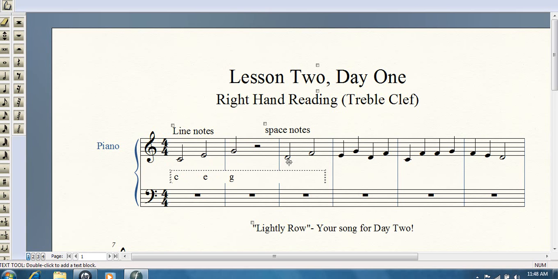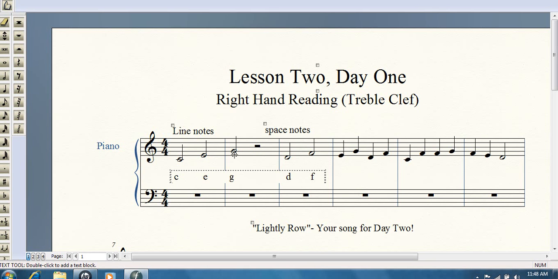Let's look at these notes over here. I'm going to call these space notes because look, there's no line intersecting them. They're kind of sitting on a little space, okay? So I'm going to call this one D, and this one's called F. And again, look at how logical this is. This is D, up here is F. So here's C, here's D, here's E, here's F, and at the top is G.